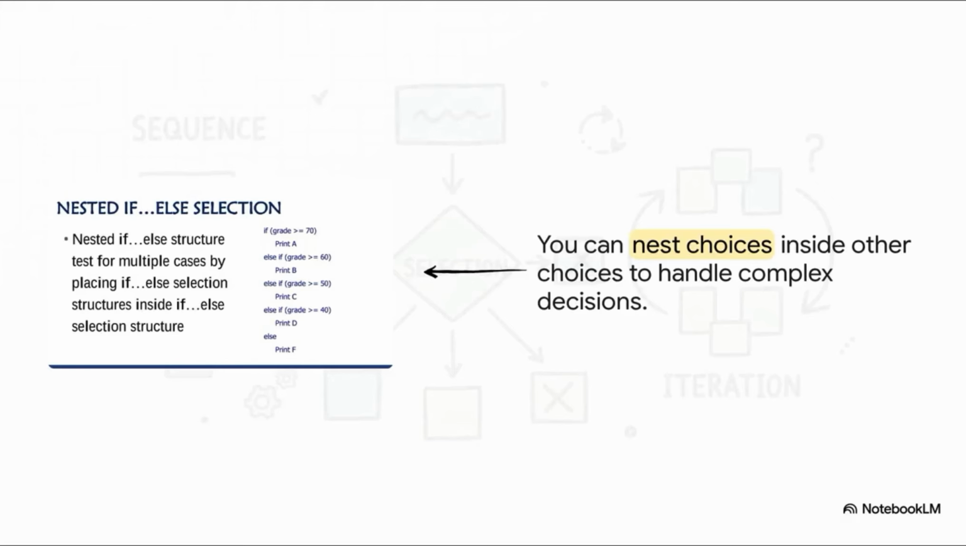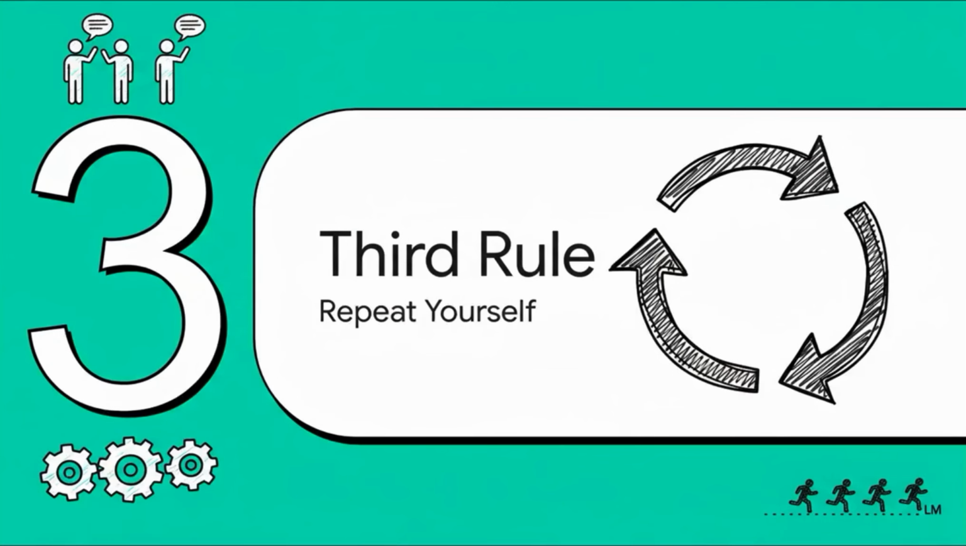And this is where it gets really powerful. You can nest these choices inside of each other. Like, if the grade is over 90, print A. Else, if it's over 80, print B. Else, if it's over 70. You get the idea. This is how you build these huge, complex decision trees, all from simple yes or no questions. So we've got sequence and we've got selection.